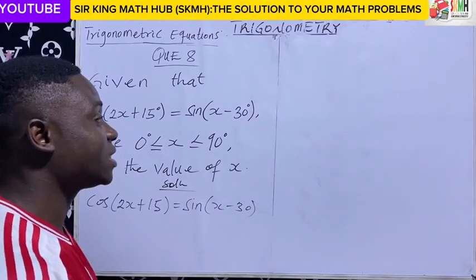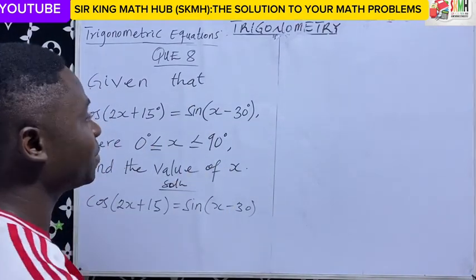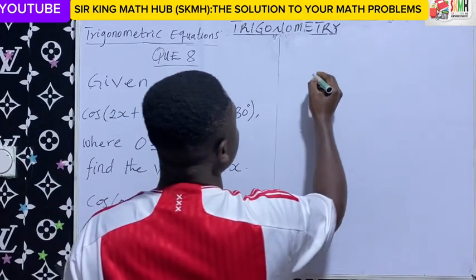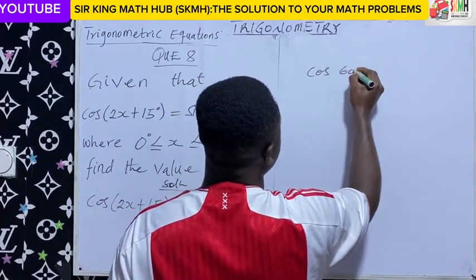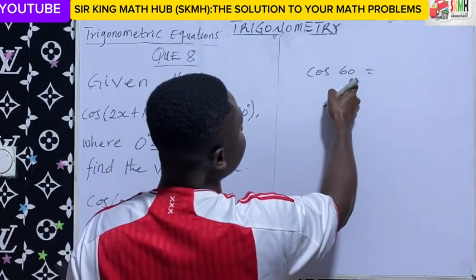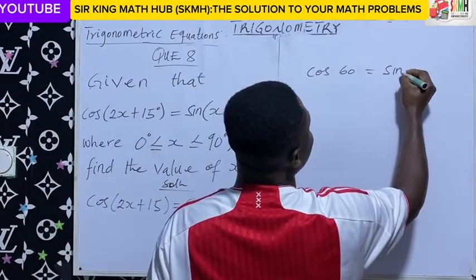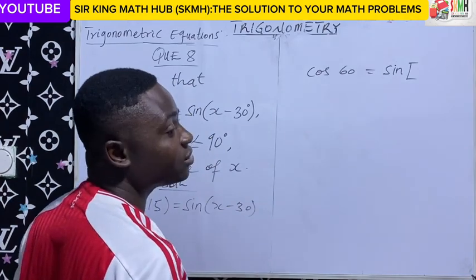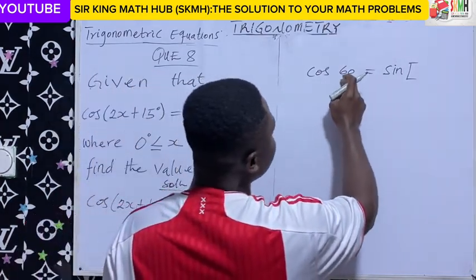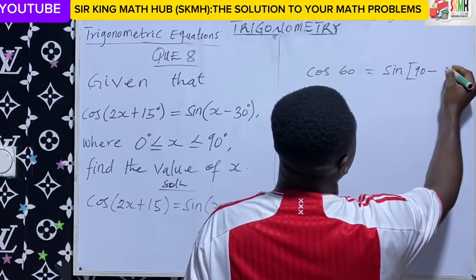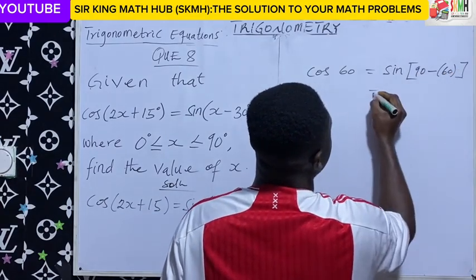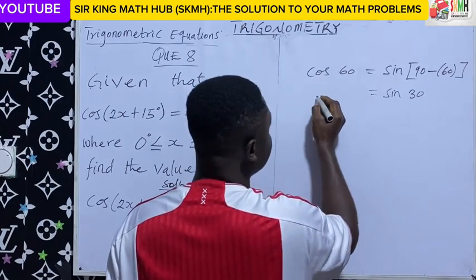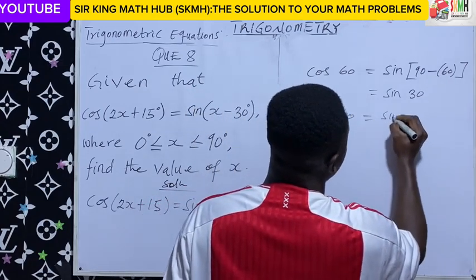And from the previous example, we said that angles in the first quadrant, specifically in respect to cos and sine, have a relation. That is, when I have, let's say, cos of an angle 60, the cos of this 60 should be equal to the sine of the complement of 60. We know that complementary angles are angles that sum up to 90. So the complement of 60 will be 90 degrees minus 60, which is 30. So it means that cos 60 is equal to sin 30.